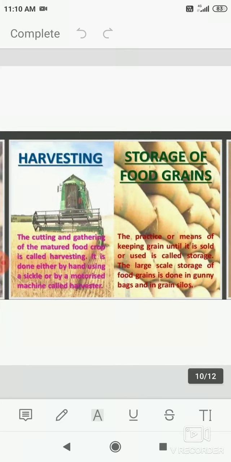Now harvesting and storage of food grains. Let's discuss harvesting first. The cutting and gathering of the matured food crop is called harvesting. It is done either by hand using a sickle or by a motorized machine called a harvester. Storage of food grains. The practice or means of keeping grain until it is sold or used is called storage. The large scale storage of food grain is done in gunny bags and in grain silos.